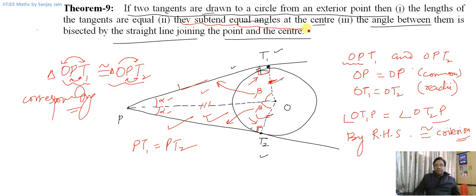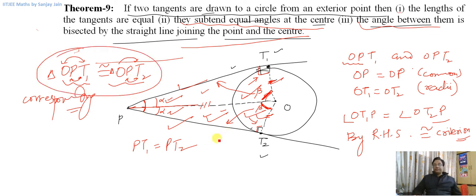Now they subtend equal angles at the center. That means we are talking about this angle beta. PT1 subtends this angle which is beta, and PT2 subtends this angle which is again beta. We have already proved the second part also. Now the third part, the angle between them is bisected by the straight line joining the point and the center. That is, this angle is being bisected by this line. This is also something that we have already proved through this congruence. Once you prove that these two triangles are congruent, all these results are already proved.